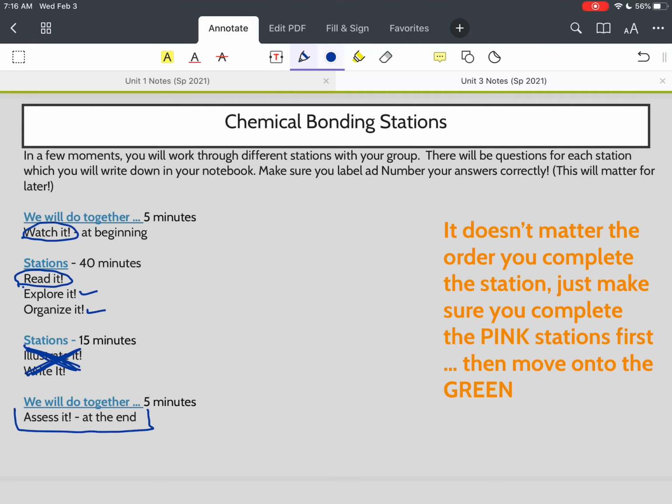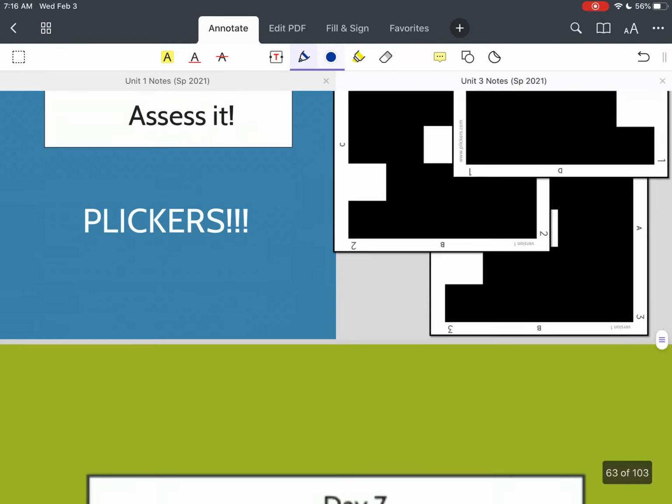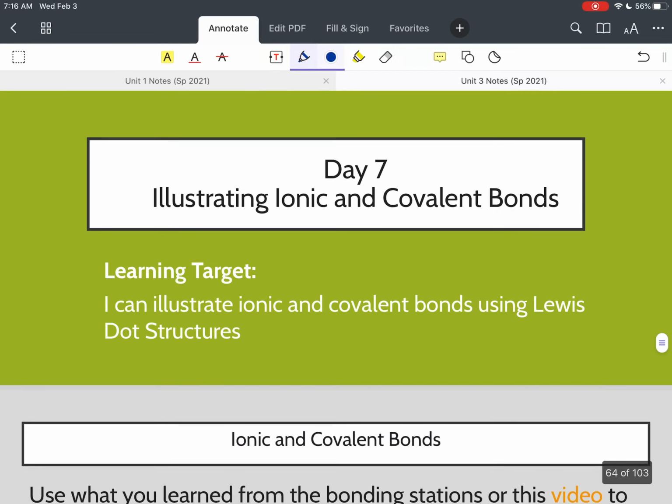And then you will have a little exit slip at the end that you will need to submit through Schoology. It'll be the Google form exit slip, okay? So let me scroll through. You'll do all those yourself.